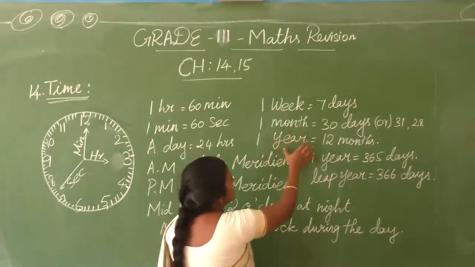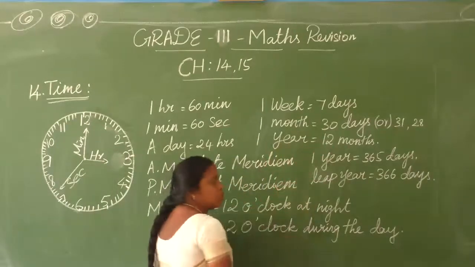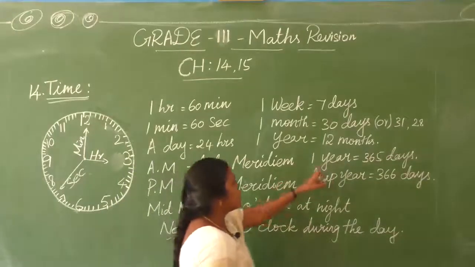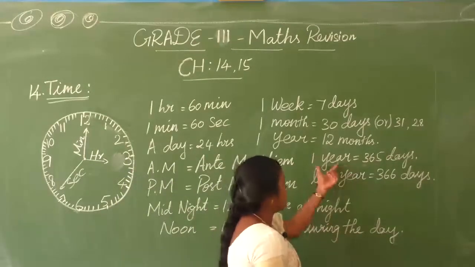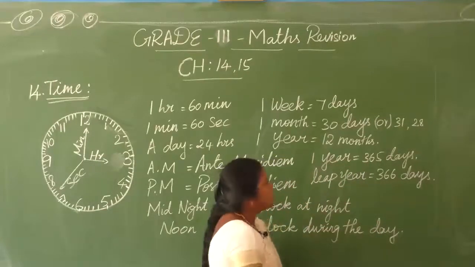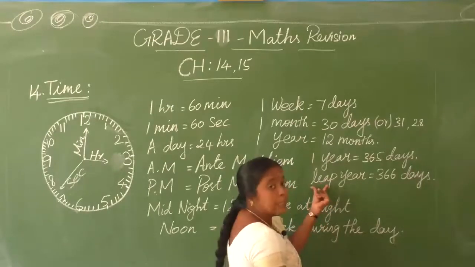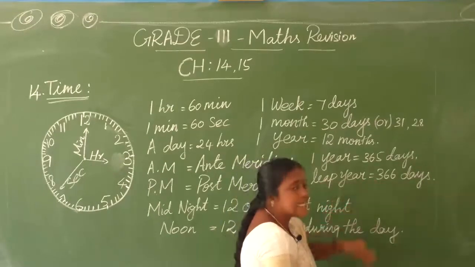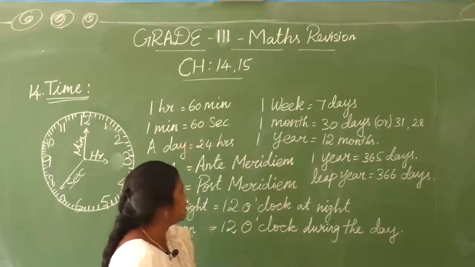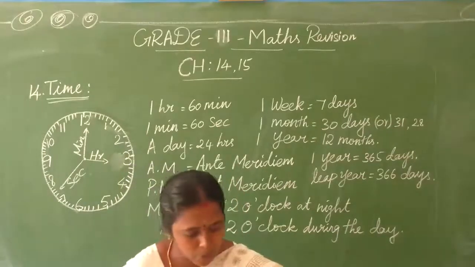Okay, if you consider a year, there are 12 months in it. 1 year equals 12 months. So what is the link between year and days? 1 year equals 365 days. A leap year contains 366 days. This you would have seen already. Okay, just lightly I am touching the exercise based on what is given here.